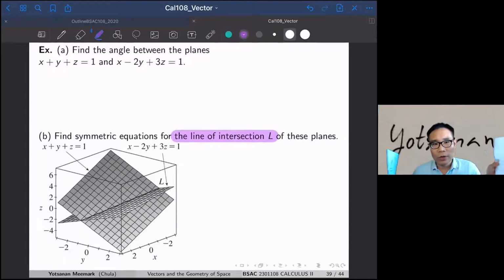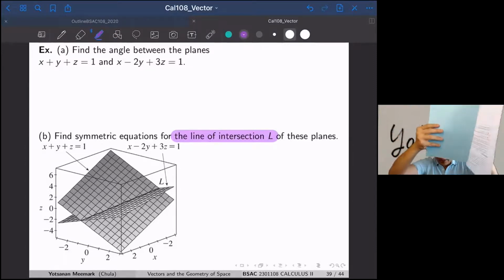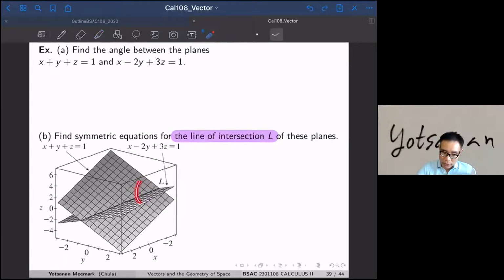But first of all, we're going to find the angle. When you have two planes that intersect, you're able to find the angle between the two planes. What is the angle between two planes? It's going to be the angle that you have something like this, the angle that you have here.